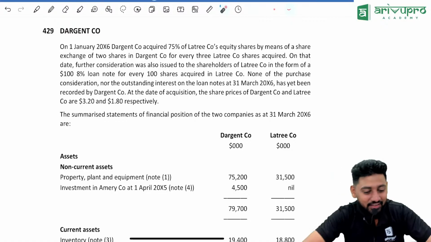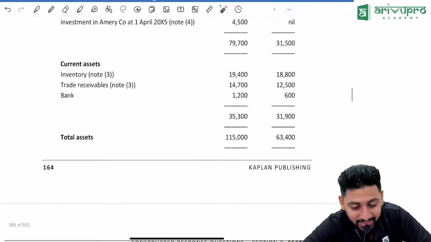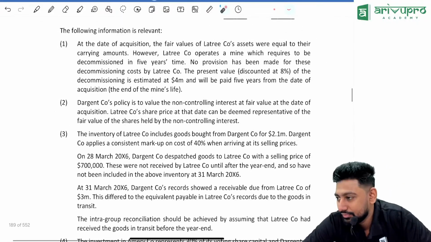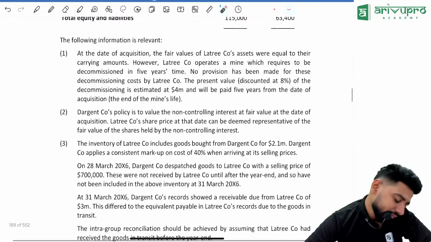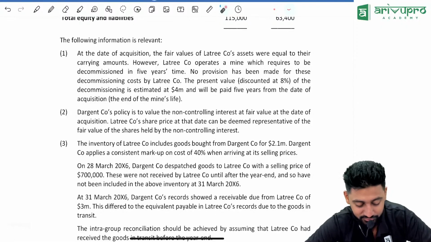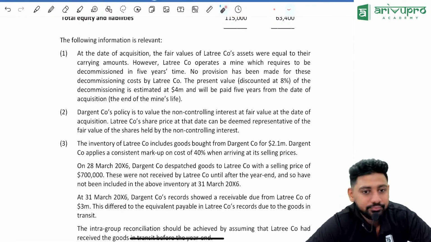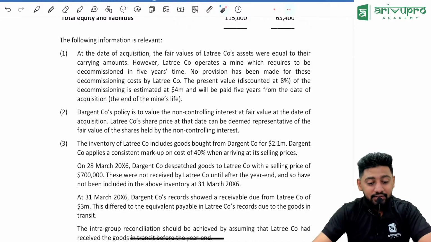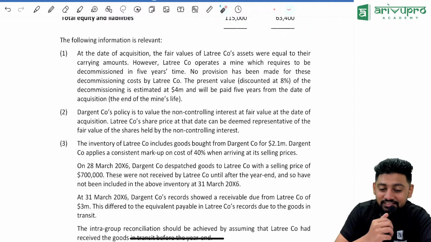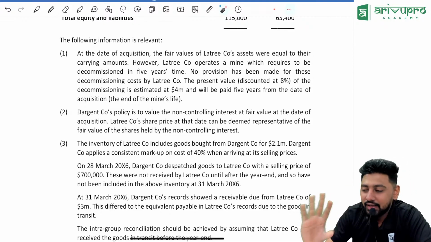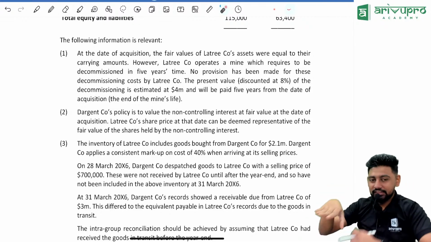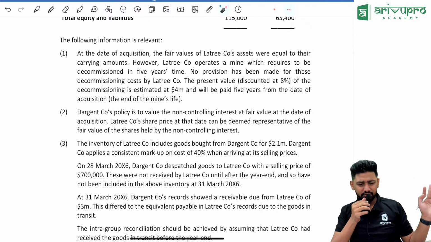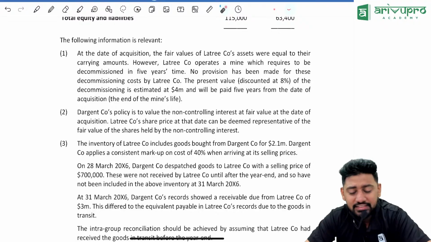Okay, super. Now that I'm done with that, I can go to the notes that we have. Are we clear? Yes or no? At the date of acquisition, the fair value of L's assets were equal to their carrying amounts. So the carrying value was equal to the fair value. No problem, all good. However, L operates a mine.